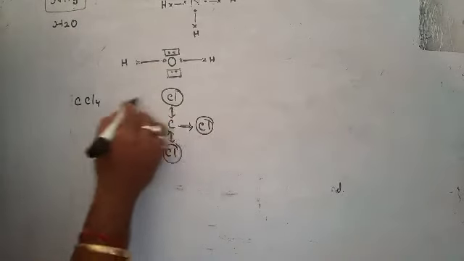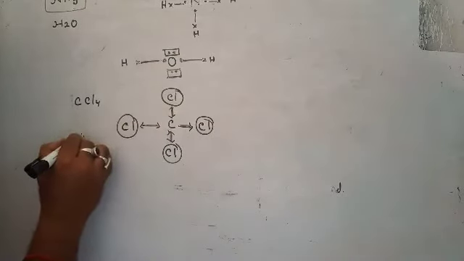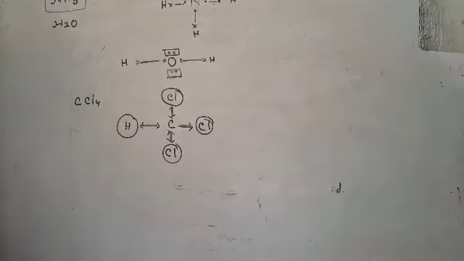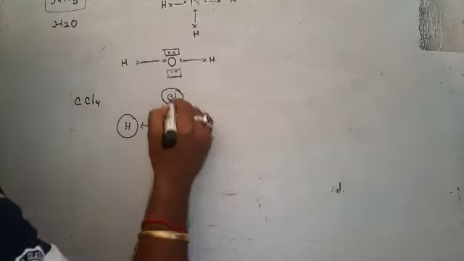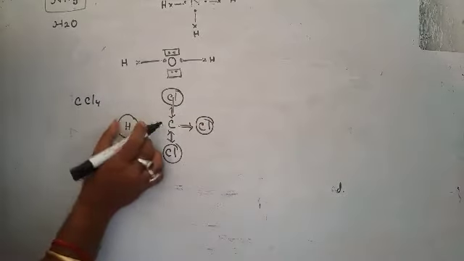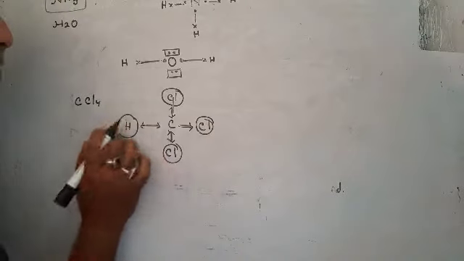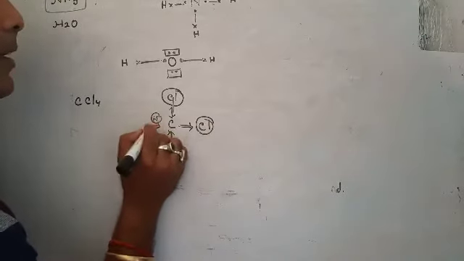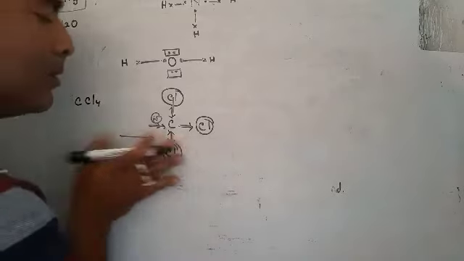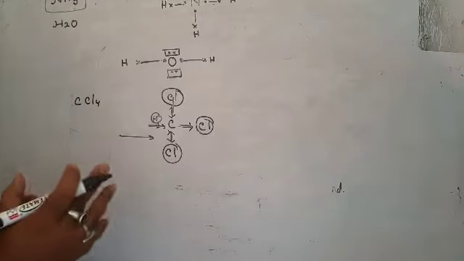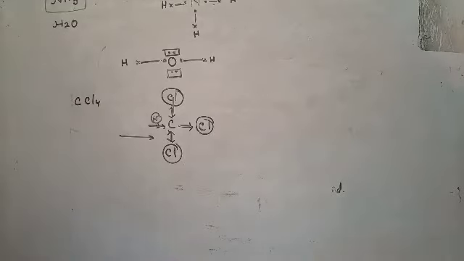Suppose it is C, and in place of chlorine there is hydrogen. Both the chlorines attract, because hydrogen has less electronegativity than chlorine, so the hydrogen goes slightly this way. So by the geometrical figure you can understand whether a molecule is polar or non-polar.